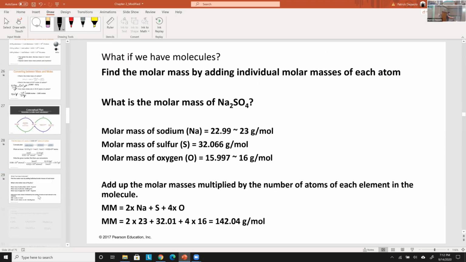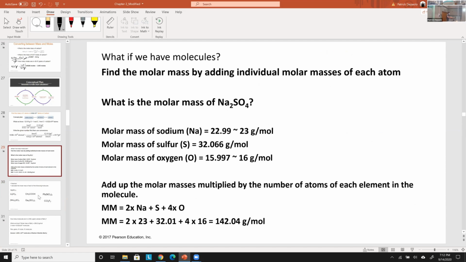Oh, yeah. So here's another important skill. What if we don't have just carbon? What if we have a compound? So finding the molar mass of any compound is very important. It's very important to get really good at it so you can do it quickly.